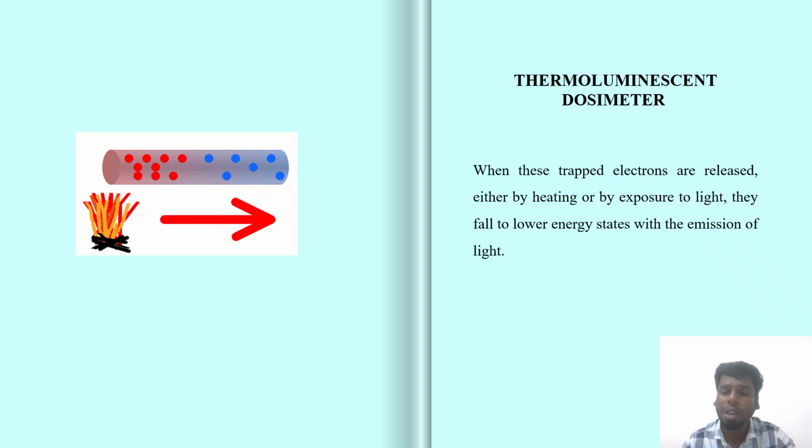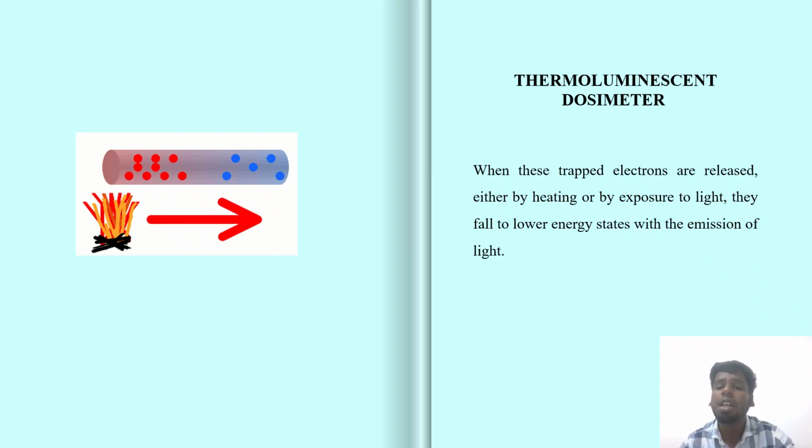the electrons will be released. They fall to the lower energy state with the emission of light. So while we are heating, they fall to the lower energy state with the emission of light. When the emission of light occurs, there is an energy drop.